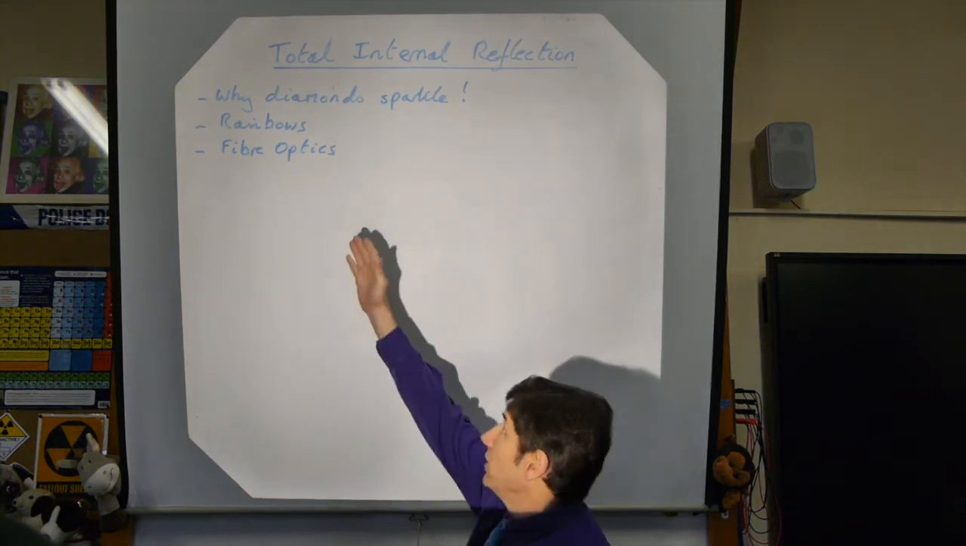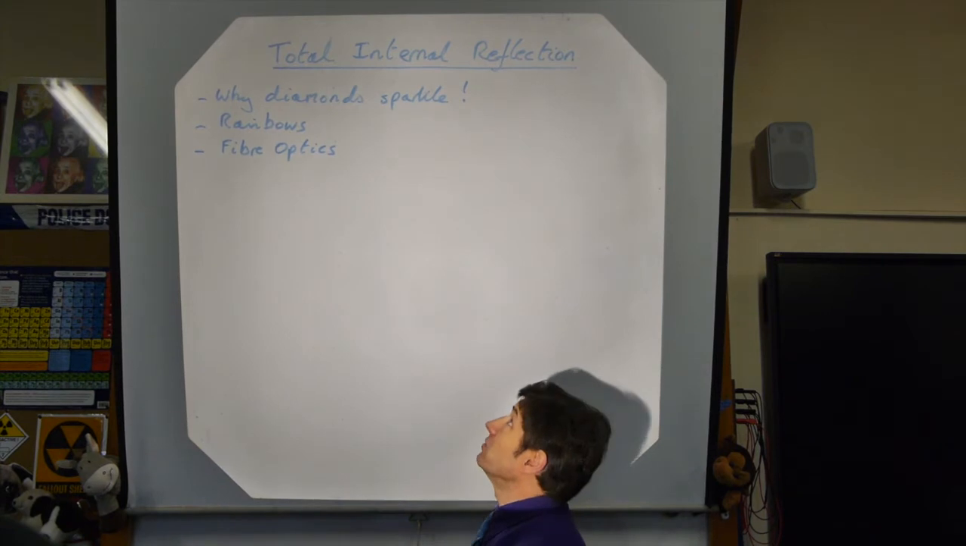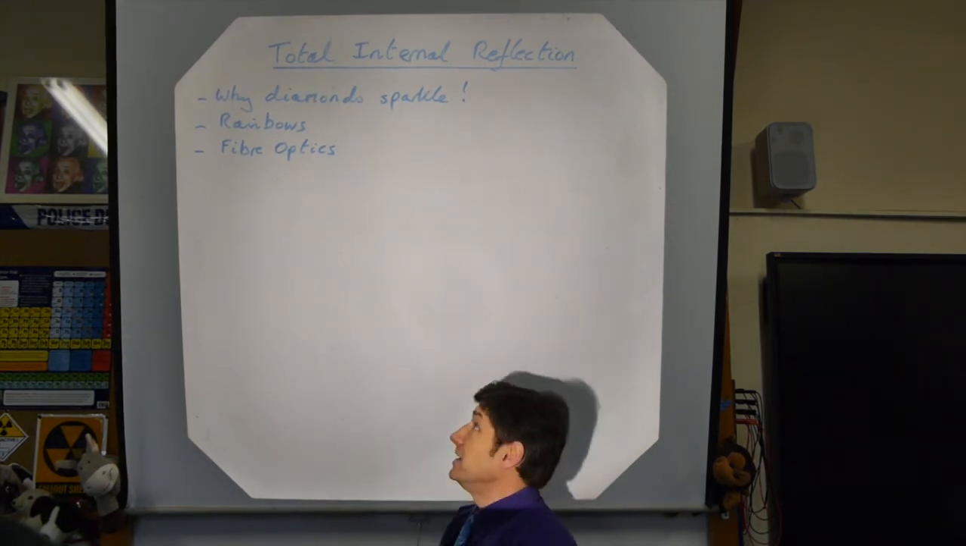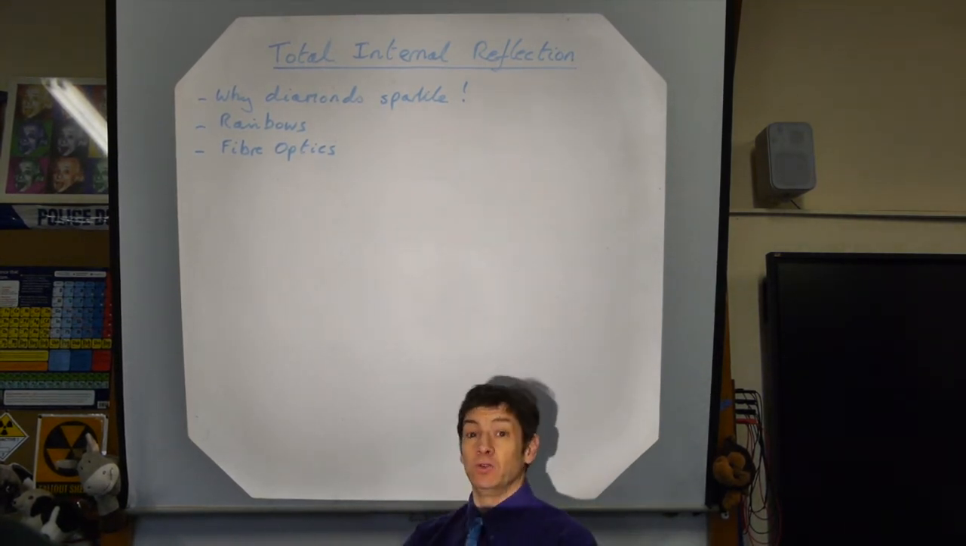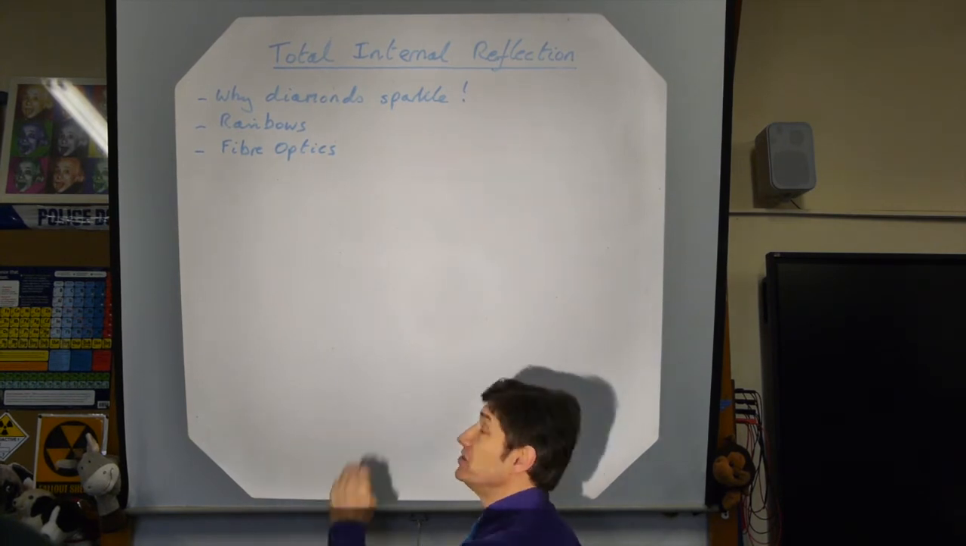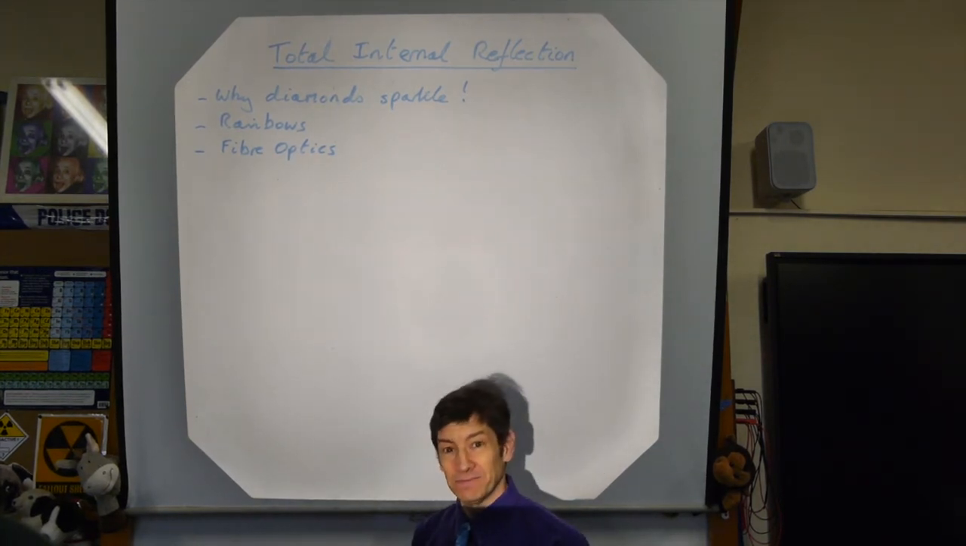Okay, and finally, the absolute classic example of total internal reflection is its use in fibre optics or optic fibre. I'm going to show you some of those in a few minutes.